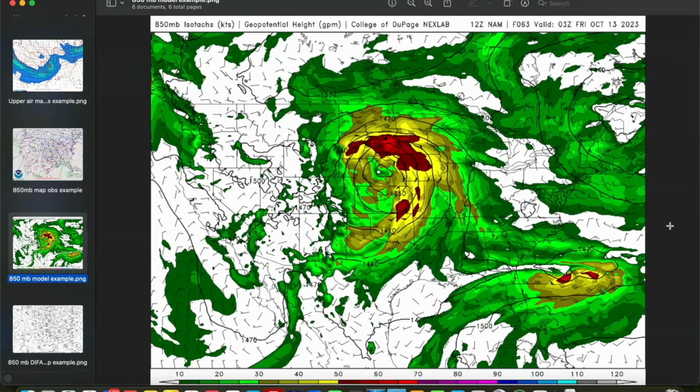On most model sites, as well as the SPC mesoanalysis page, isotachs will be color-filled so that you can easily pick out the low-level jet. For example, on the College of DuPage website, which I have an example of here, the yellow colors represent at least 30 knots of flow, and the red colors represent at least 50 knots of flow at 850 millibars. Also, by standard convention, if you're analyzing an 850 millibar map on your own, the axis of the low-level jet should be denoted by a big red arrow pointing in the direction of the flow, but this is not a necessity. Oftentimes, you can easily identify low-level jets through isotach analysis.